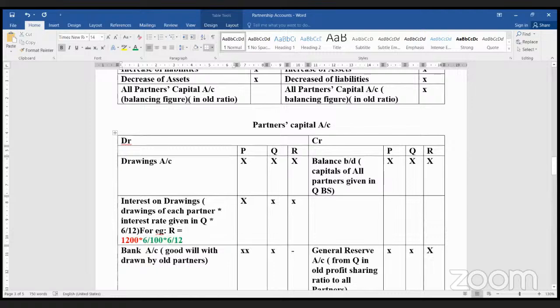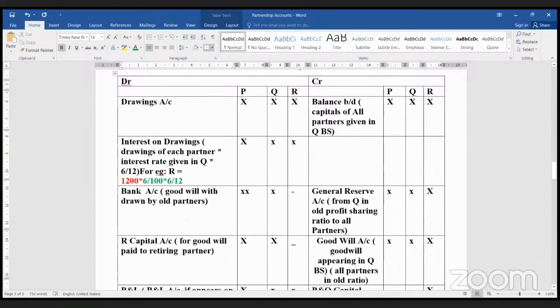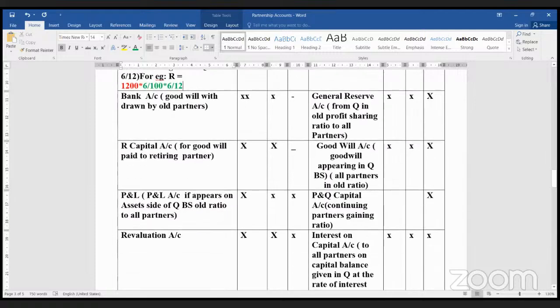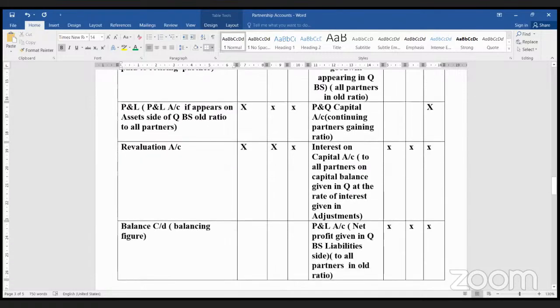So 600 here, 6 by 12. 12, 12 cancel, 100 cancel. 6 into 6, 36. The interest is 36. Like that, you should calculate. The rest is the same.